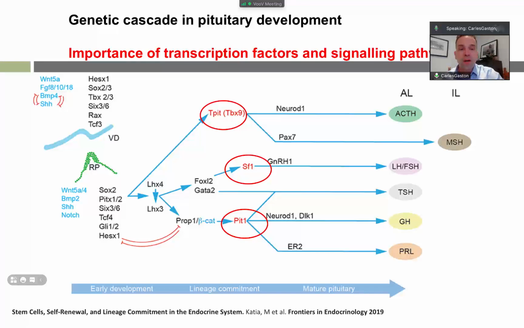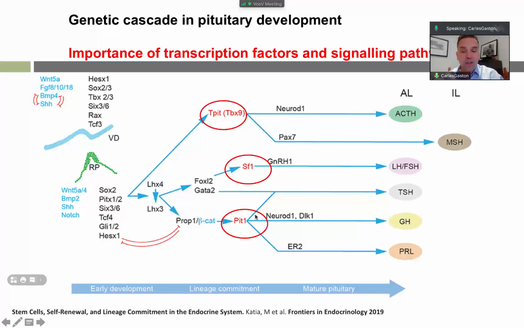You just need to remember 3 lineages: TPID1, SF1. SF1 will regulate the reproduction through the terminal differentiation of GnRH, gonadotrophin releasing hormone, and produce luteinizing hormone and follicle stimulating hormone, which will impact on the gonads. It will also have, through GATA2, part of the thyroid stimulating hormone.